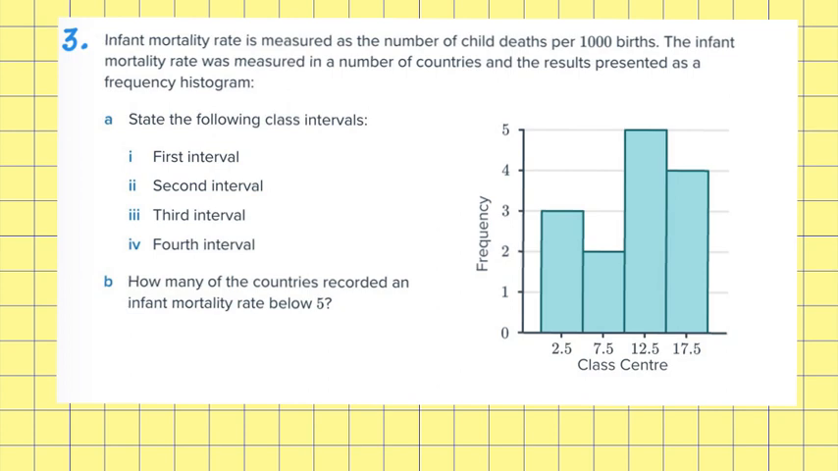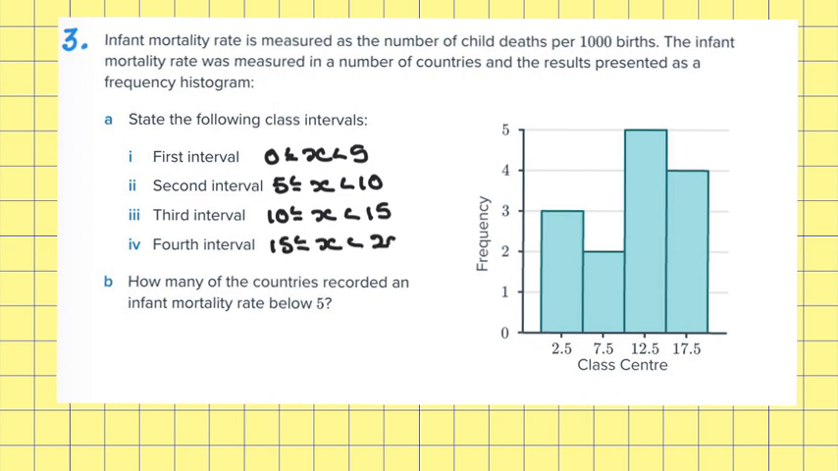So if we had to write these down, the first interval would go from 0 less than or equal to x less than 5. The second interval would be 5 less than or equal to x less than 10. The third interval would be 10 less than or equal to x less than 15. And the final fourth interval would be 15 less than or equal to x less than 20.